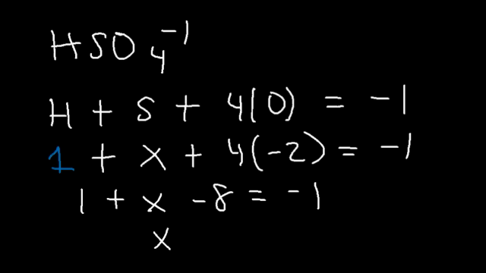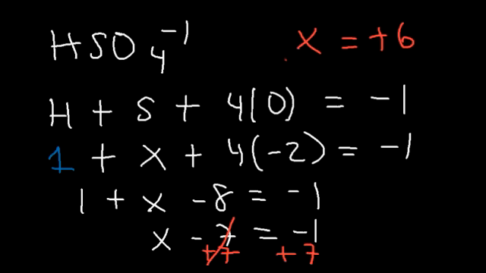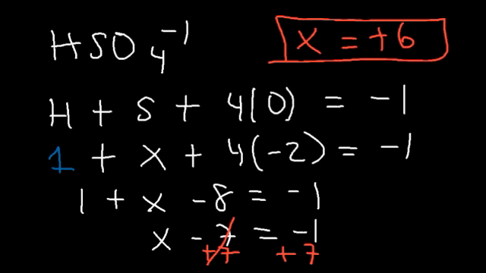1 minus 8 is -7. So if we add 7 to both sides, -1 plus 7, X is +6. So that's the oxidation state of sulfur. Go ahead and calculate the oxidation state of hydrogen in calcium hydride.